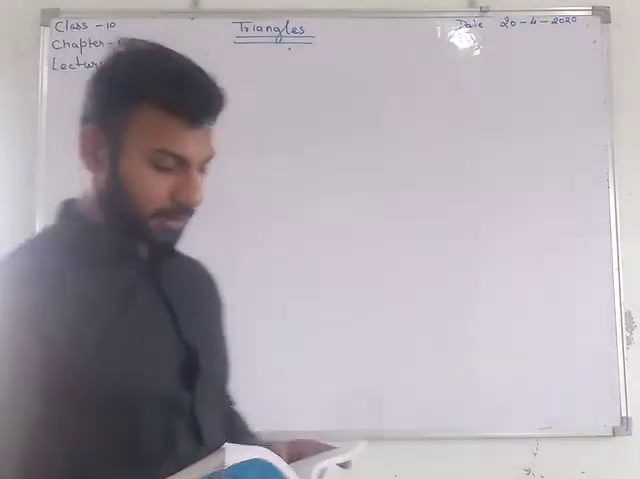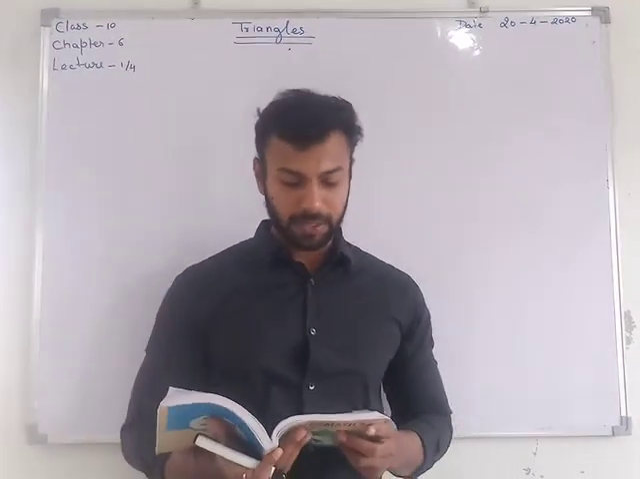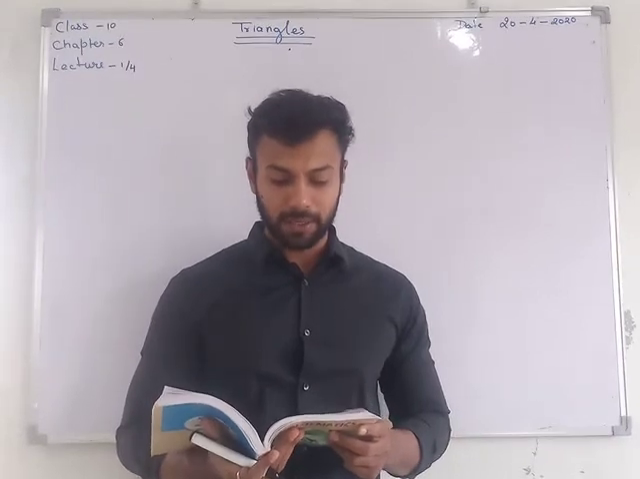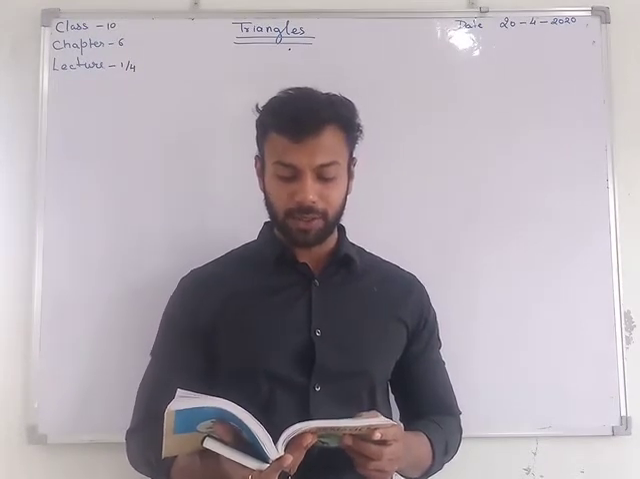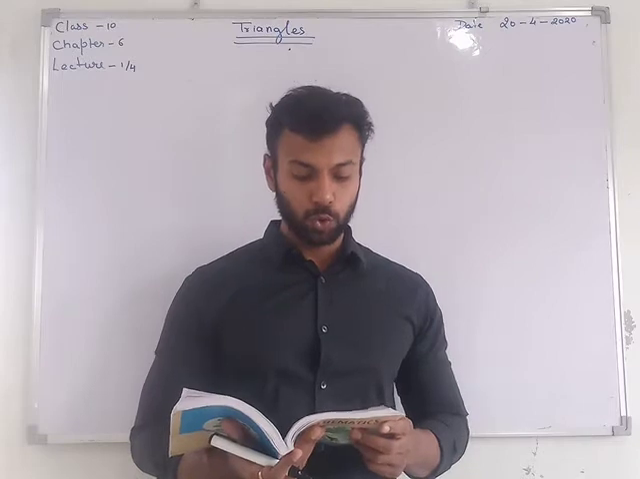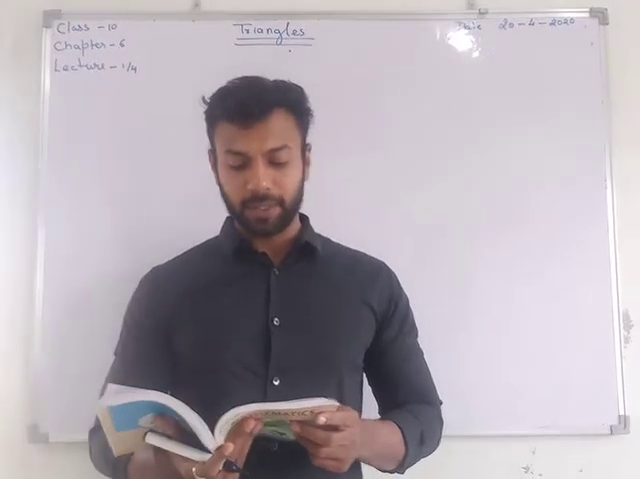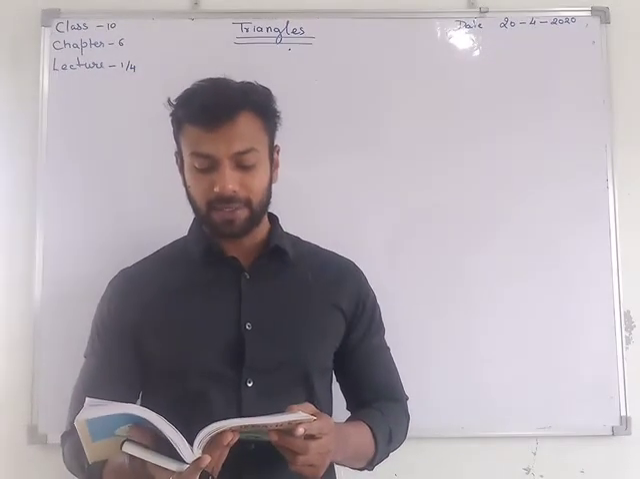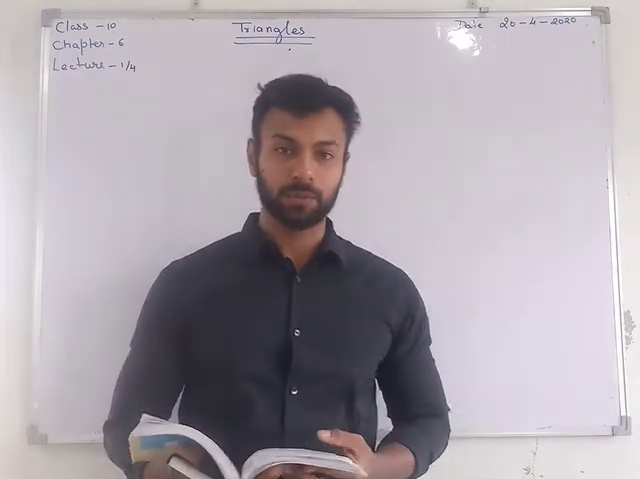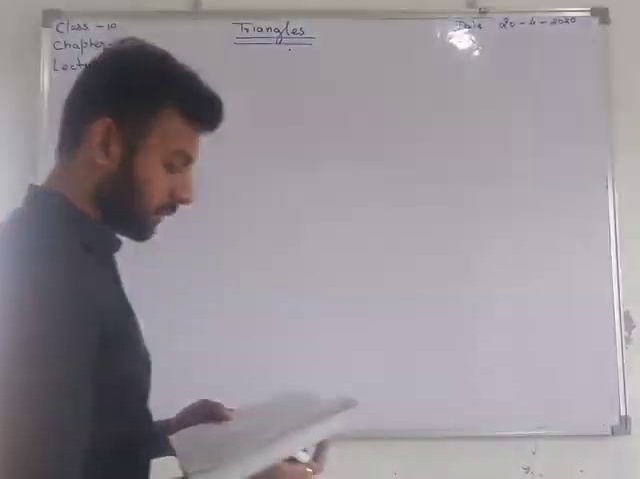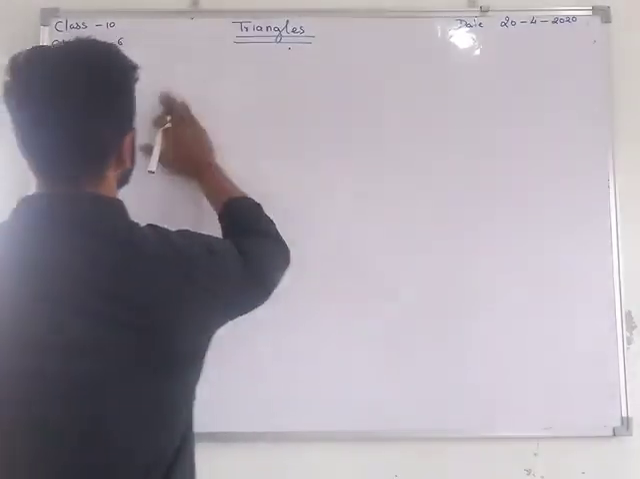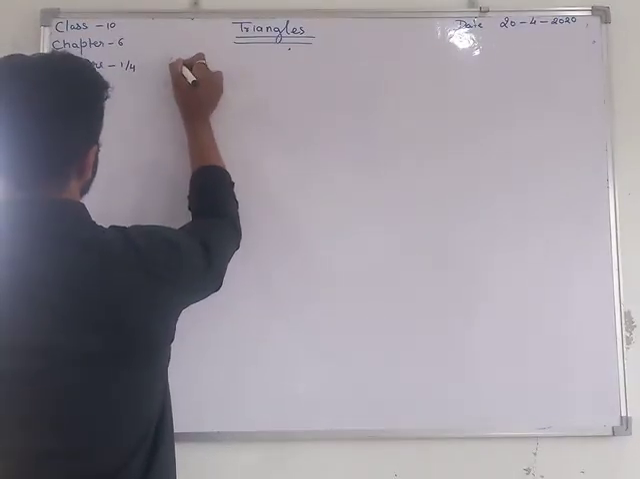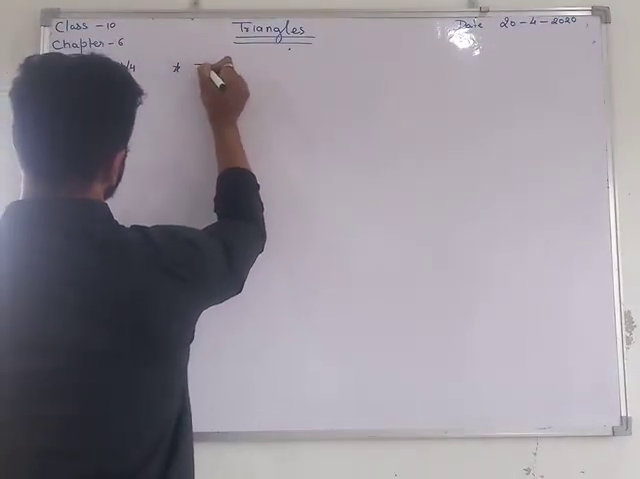So the statement of theorem 6.1 is: if a line is drawn parallel to one side of a triangle to intersect the other two sides in distinct points, the other two sides are divided in the same ratio. Now let us see how the diagram is for this. This is the basic proportionality theorem, theorem 6.1.